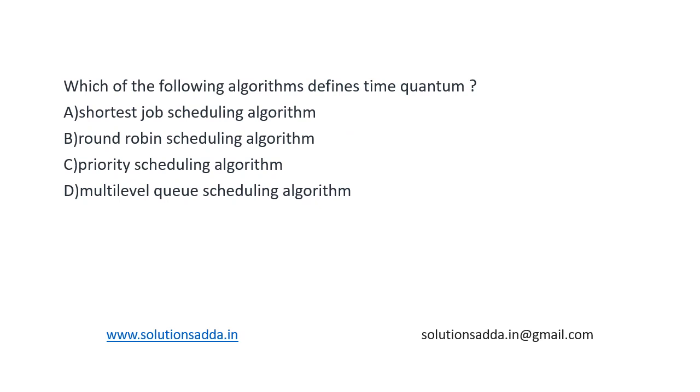This is a previous ISRO question. Which of the following algorithms defines time quantum? The options given are shortest job scheduling algorithm, round robin scheduling algorithm, priority scheduling algorithm, and multi-level queue scheduling algorithm. Going by the options, we can see that round robin scheduling algorithm uses the concept of time quantum. So the correct option is option B. In round robin scheduling algorithm, the processes are scheduled to the CPU based on a specific time quantum that is decided by the round robin scheduler. So option B is correct.